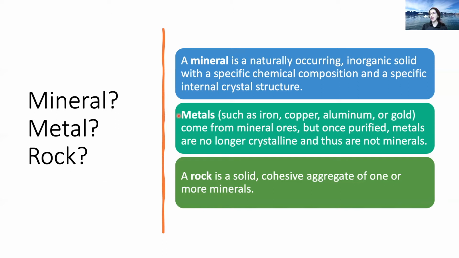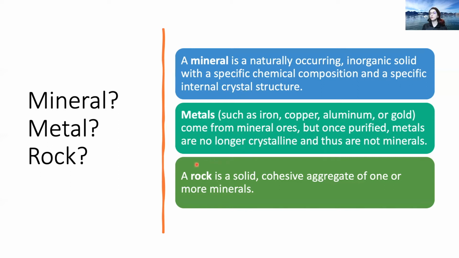So moving on from that, metals like iron, copper, aluminum, or gold, these come from mineral ores. But once we extract them from the earth and we purify them, the metals are no longer crystalline, and thus they're not considered minerals any longer, because again, you have to have a specific crystal structure in order to be considered a mineral.